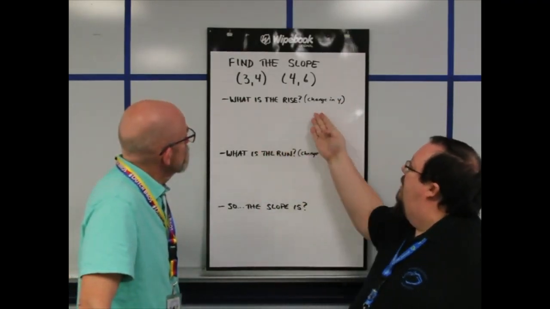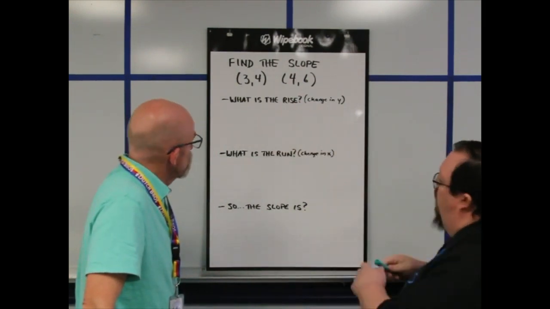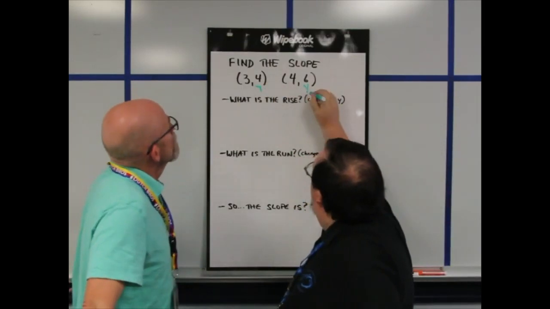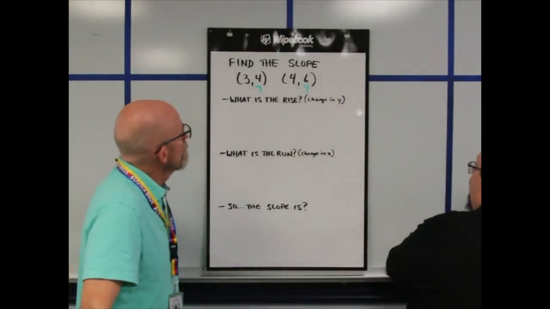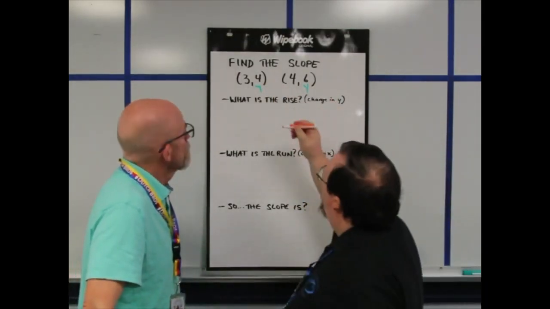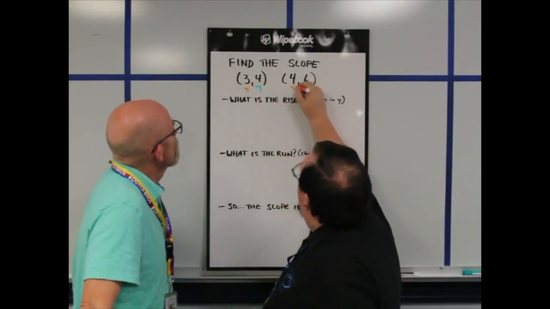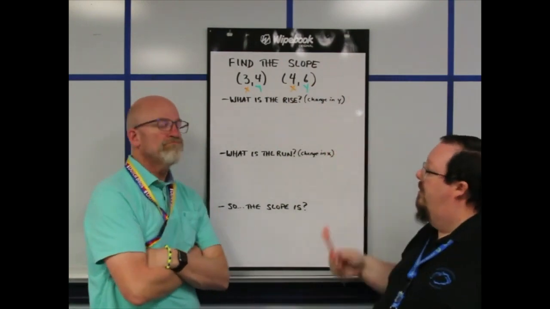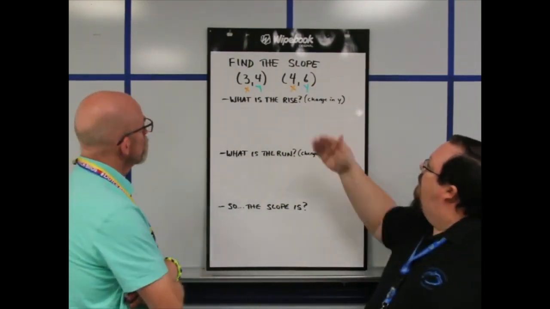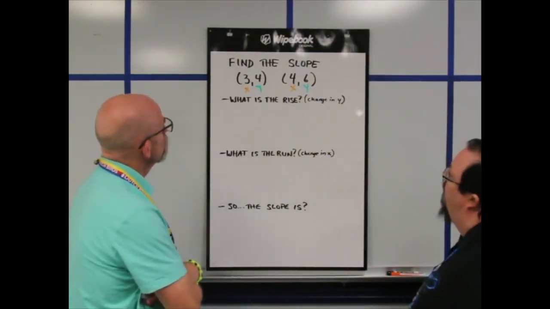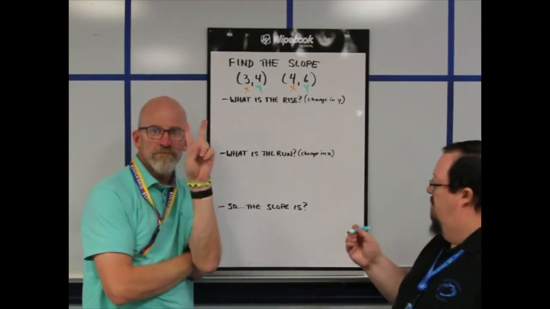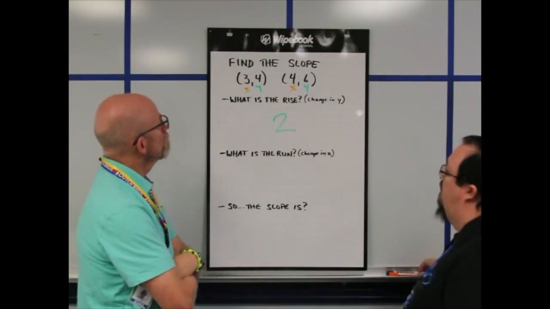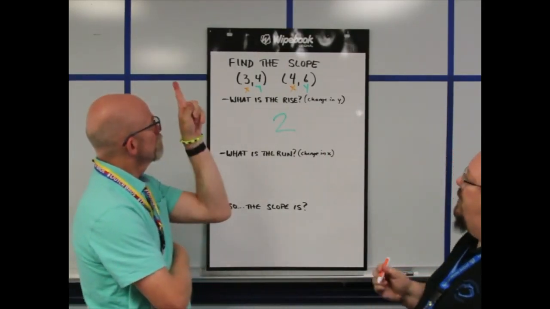What is the rise? How much do the y's change? Which ones are the y's? Second one. The second ones are the y's because alphabetically we do x's first. I have a lot of students that find it's easier to write the x and the y on the points. But all right, what is the change in y from 4 to 6? What is the run, the change in the x's, from 3 to 4?